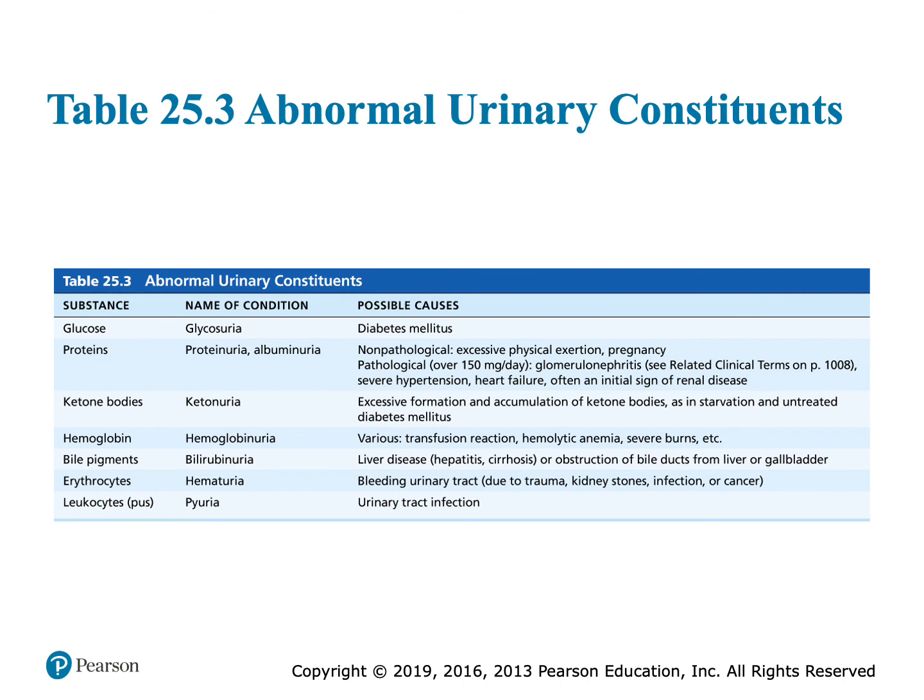Ketones are usually going to happen with starvation and diabetes mellitus that's not controlled. Hemoglobin, well, that can happen if there's something breaking up your red blood cells, so nothing good. Bile: is there something going on with your liver or your gallbladder? Straight erythrocytes, so I'm not talking about hemoglobin, but blood. That's usually going to be infection, bleeding, cancer, and then, of course, white blood cells. It's going to be urinary tract infection, either bladder or kidney.